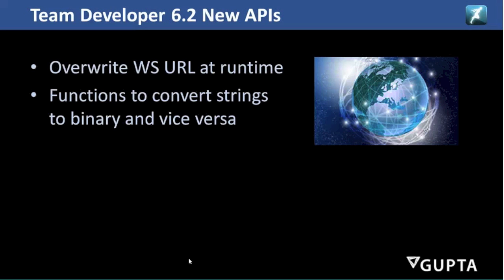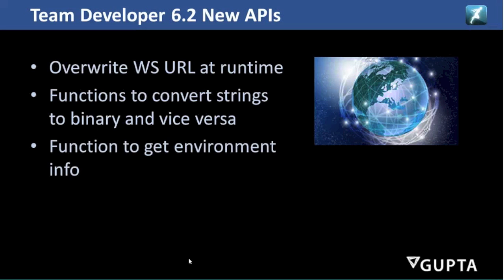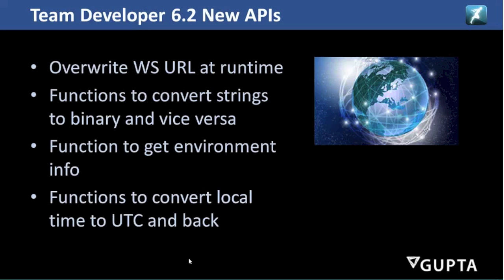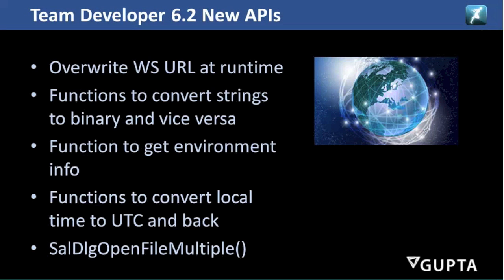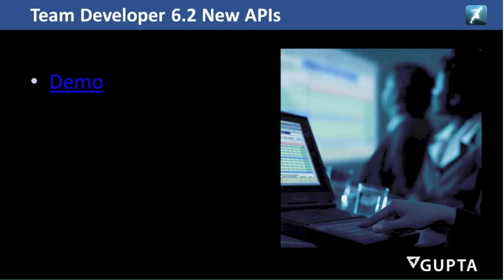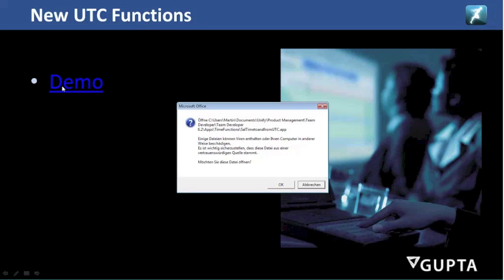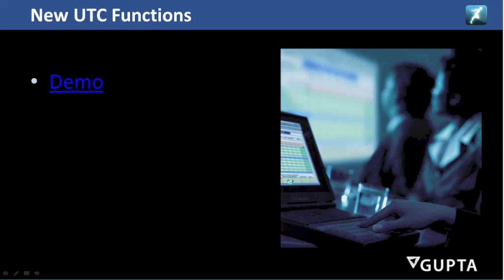You have functions to convert strings to binary and vice versa. You have a function to get the environment information, and functions to convert local time to UTC and back. And a new open file dialog that allows you to select or choose multiple files in one bunch. So again, a quick demo. The time and date functions.